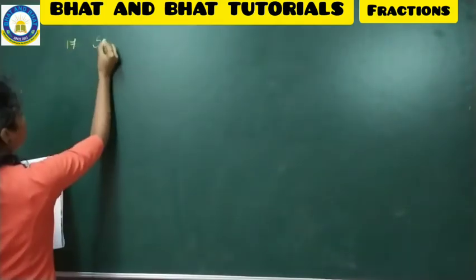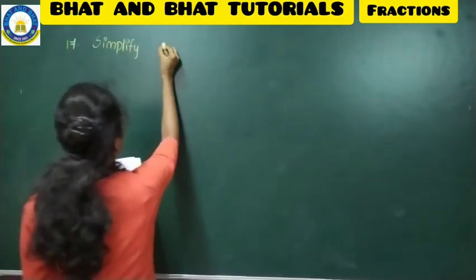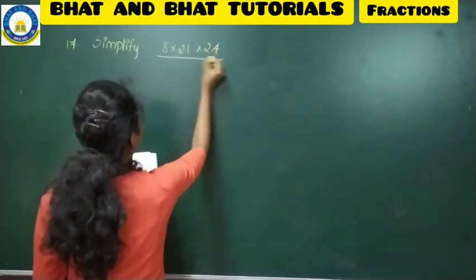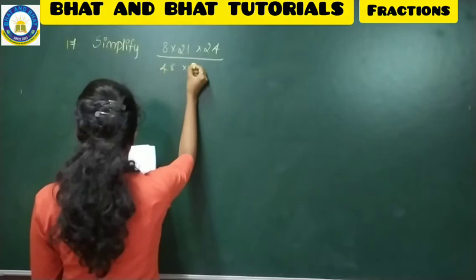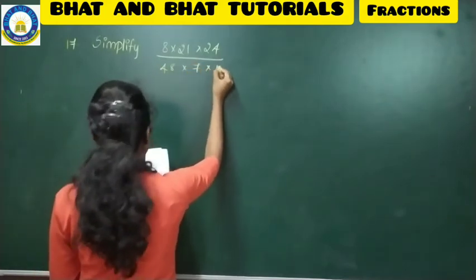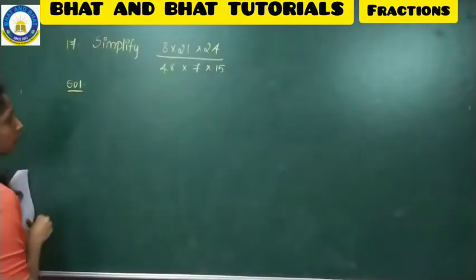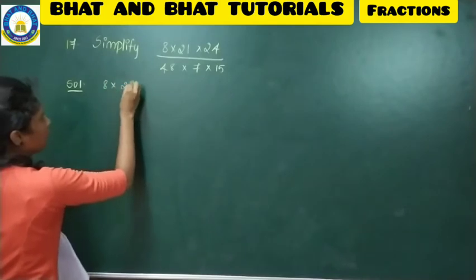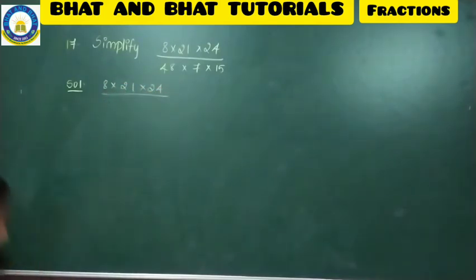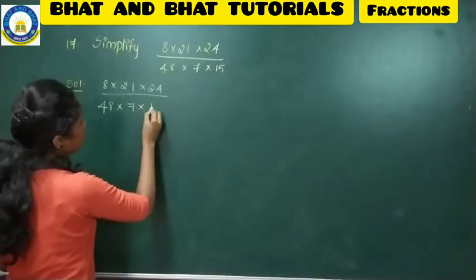Simplify 8 into 21 into 24 divided by 48 into 7 into 15. So we have to simplify that. In the solution part, again I'm going to rewrite 8 into 21 into 24 divided by whatever is there in the denominator, 48 into 7 into 15.